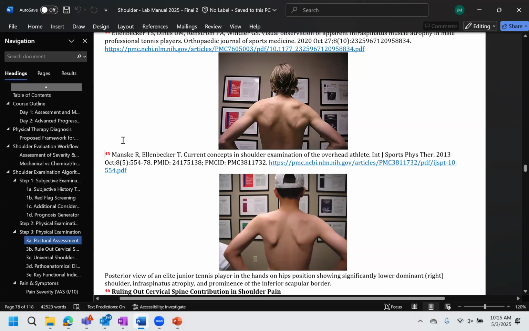Examples in your manual, within the annotated bibliography, would be shown like this, where there's just a little bit more to look at on these examples.